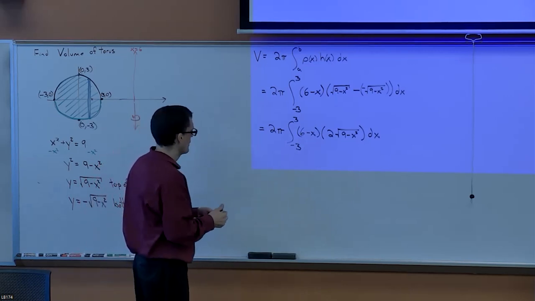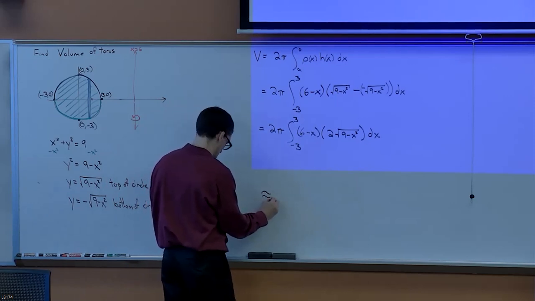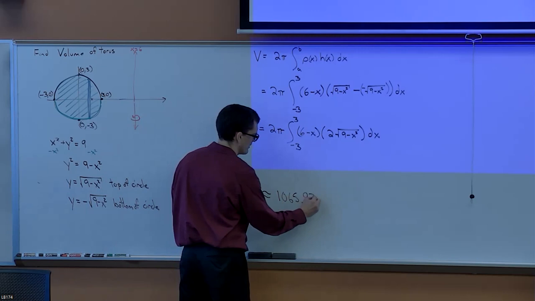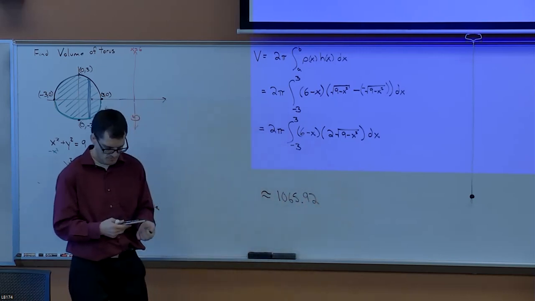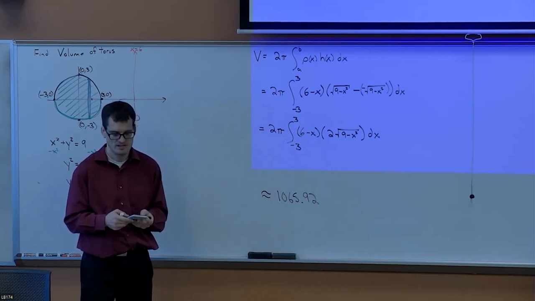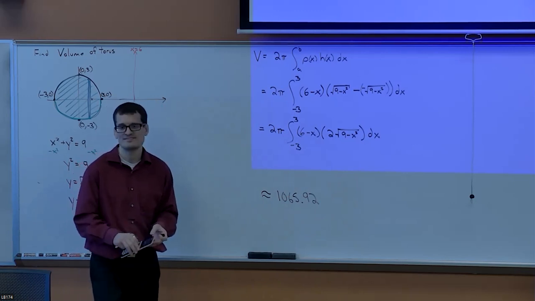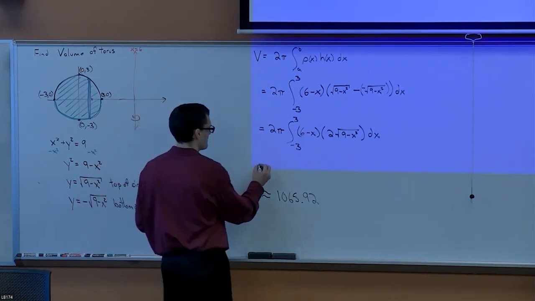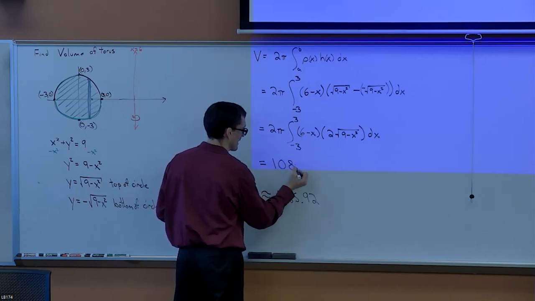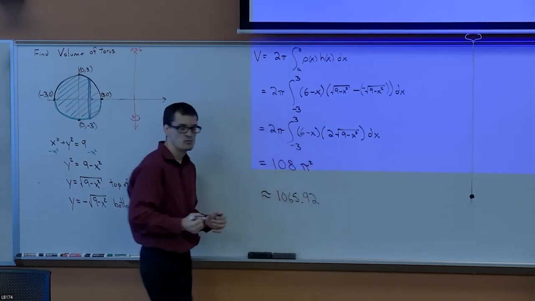So give me a second, but I get approximately 1065.92. By the way, if you divide that by pi, you get another ugly number. If you divide that by pi, you get 108. So what this really is, or what it should be, if our calculator calculated it perfectly, is 108 times pi squared.